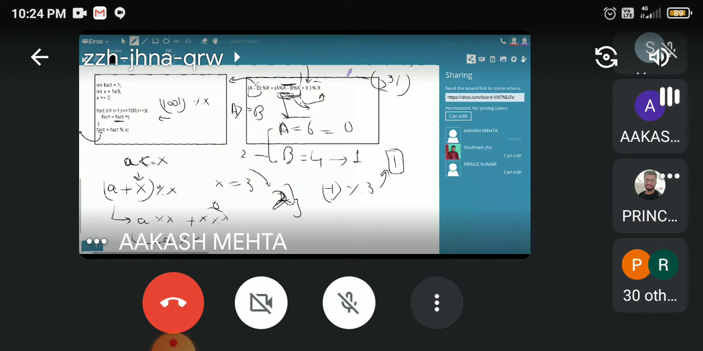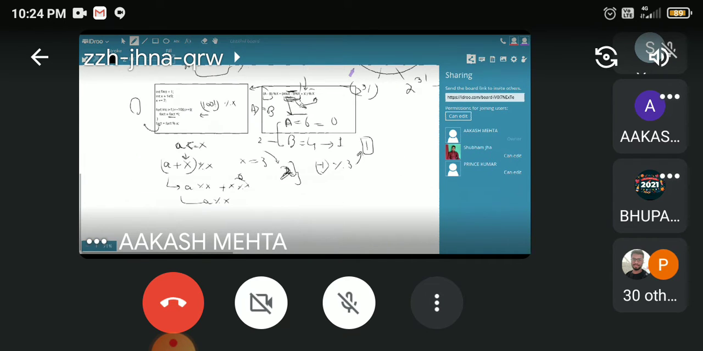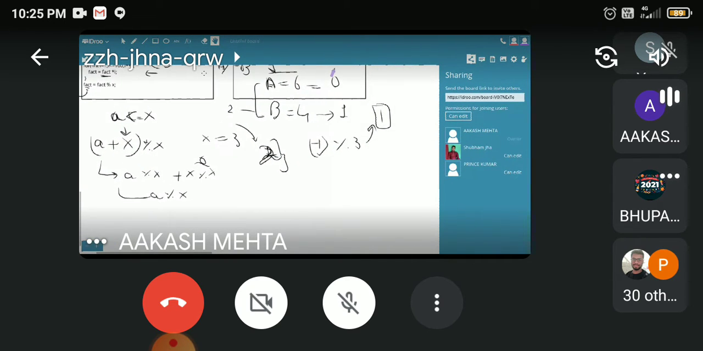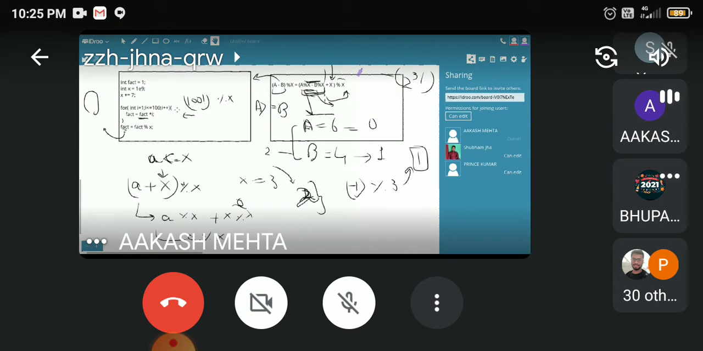This is modulo in the case of subtraction. Sir, can we apply modulo for negative numbers? On negative numbers, you can apply. Your compiler will give some results.